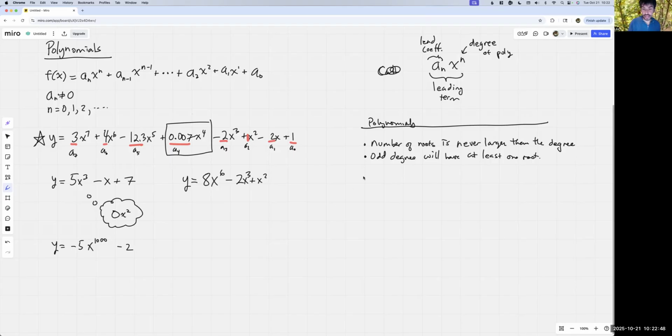Let's see. And then the turning points, the number of turning points is never larger than the degree minus 1. All right, so it's never going to be more than 1 less than the degree. So quadratics have 1 turning point. They're degree 2, 1 turning point. Cubics can have up to 2 turning points, right? We saw something like this. They can't have 3 turning points or more.